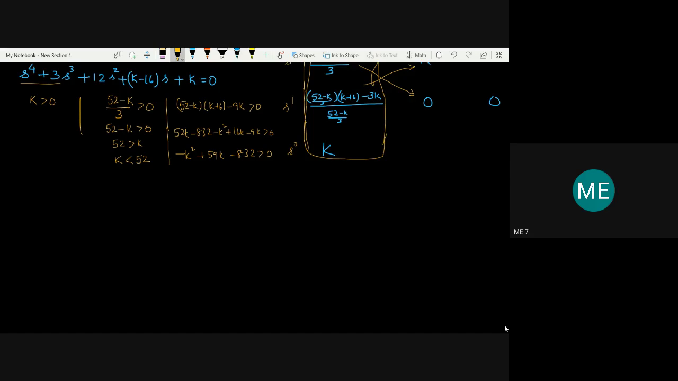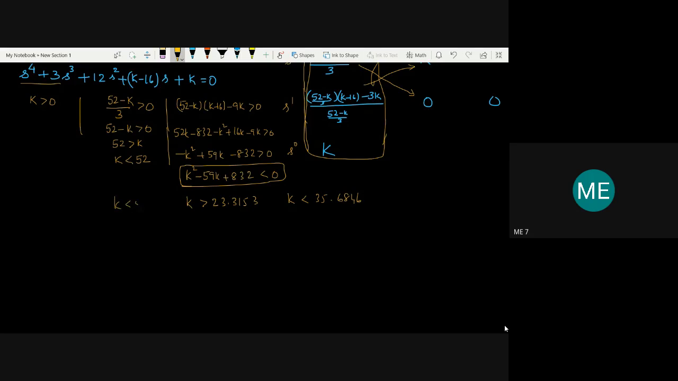So what I am going to get here is, if this is greater than 0, and I want to get less than 0, I can multiply with the minus. So I'll get k square minus 59k plus 832 is less than 0. So from this equation, solving for k, I'll be getting k is greater than 23.3153, and also k is less than 35.6846. So these are the k ranges which I can get.